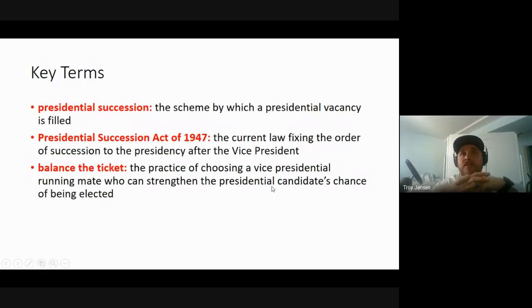The presidential succession, okay, this is a scheme by which the president's vacancy is filled. So make sure if anything that is in red, you write those down in your notes because those are important. The second thing is the Presidential Succession Act of 1947. The current law fixing the order of succession to the presidency after the vice president.